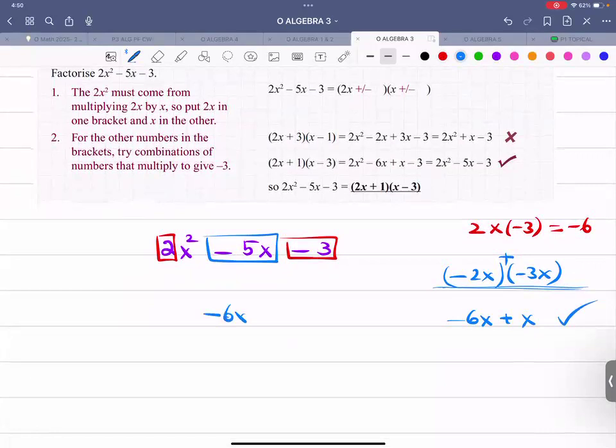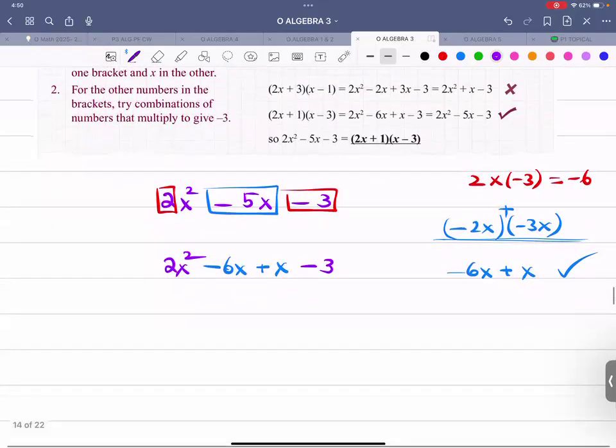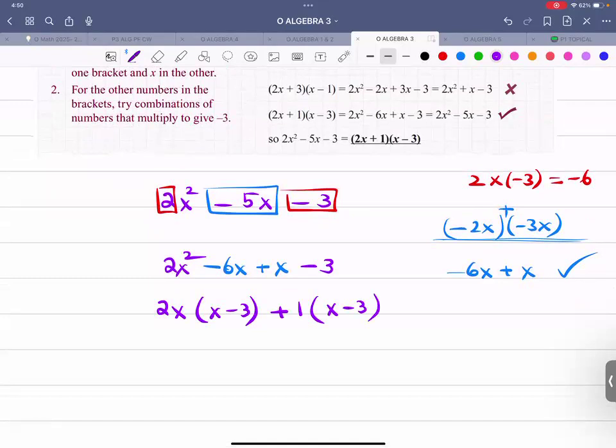So negative 6x plus x, that is over here. And this is 2x squared, and this is negative 3. If I'm not mistaken, let me continue with this. So this is 2x, x minus 3 plus 1. If nothing is common, we can always write 1 common, x minus 3. All good. So this is x minus 3, 2x plus 1.